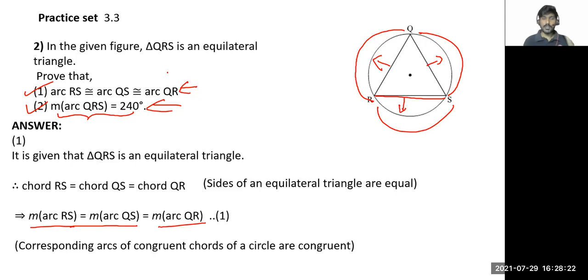You finish this part? No, I'm writing. Okay, continue. Yeah, you can go to the next.